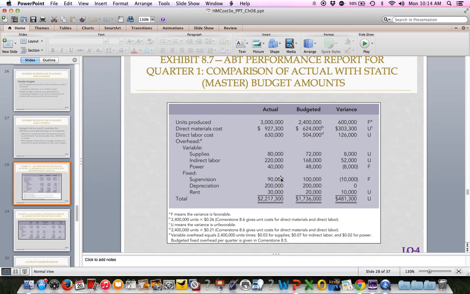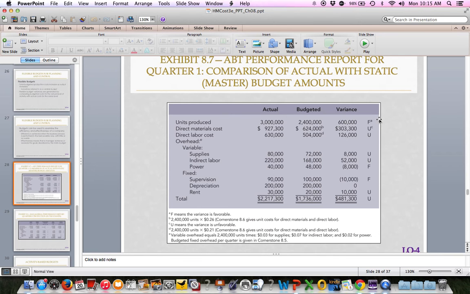So a typical budget report would look a lot like this. When I say variance, that's simply the difference between an actual number and a budgeted number. The F means favorable, and the U means unfavorable. For example, units produced: we produced 3,000 on a budget of 2,400, so the favorable variance is that I was able to produce more than my budget. But because I produced more than my budget, I'm automatically going to get unfavorable materials and labor, right?